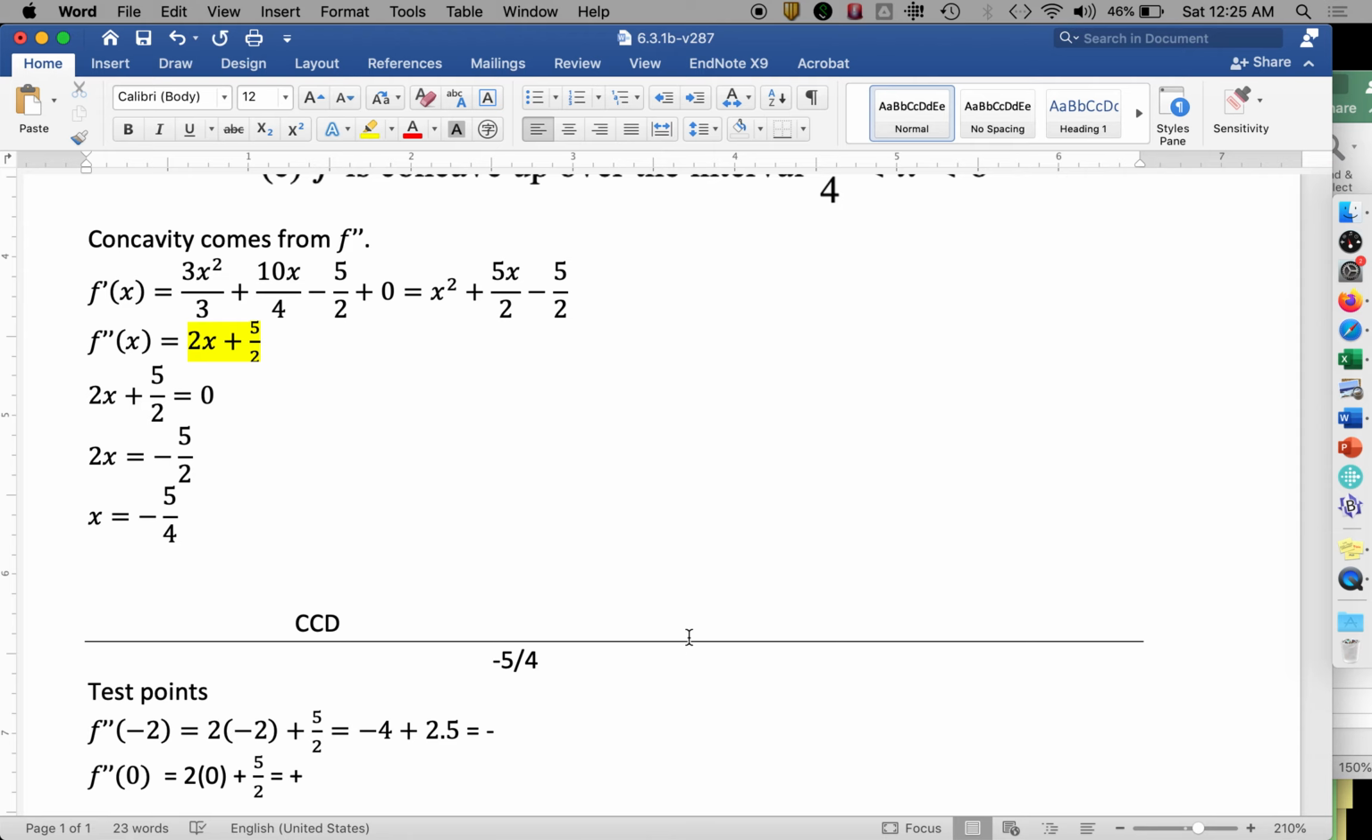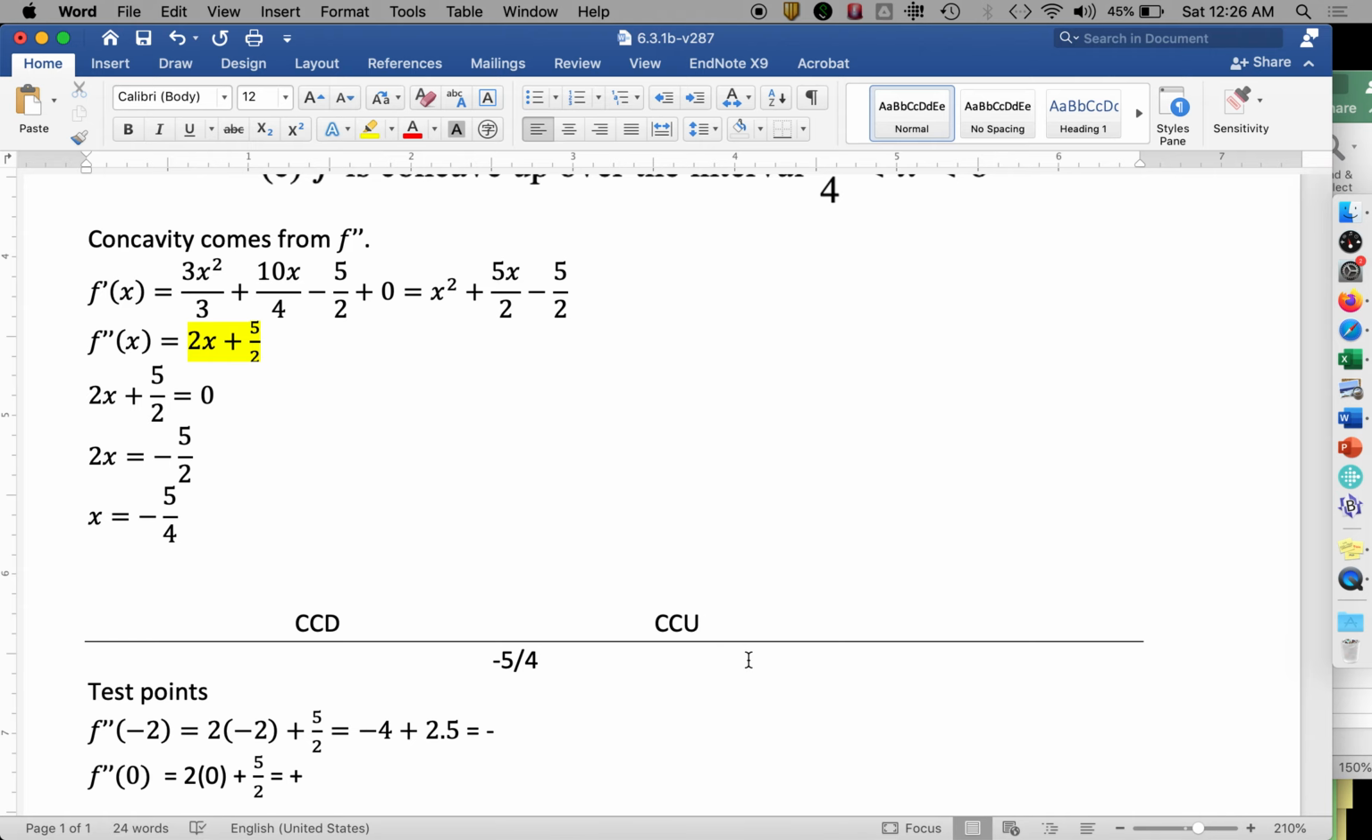And so over on the right side of negative 5/4, this means it has a positive second derivative, which means it's concave up. And I abbreviate that as CCU. You can actually write out concave up if you want to. You can just put U or CU, totally your choice. But you just need something so that you can easily check the statements above. All right, so I got that on the left side of negative 5/4, it's concave down. On the right side, it's concave up.